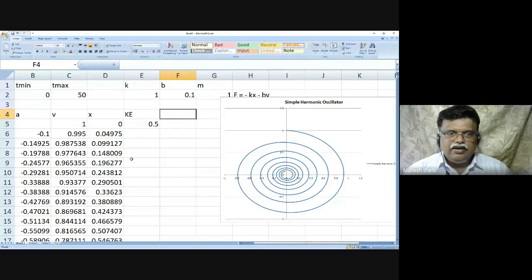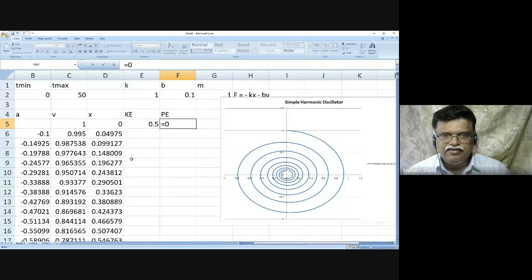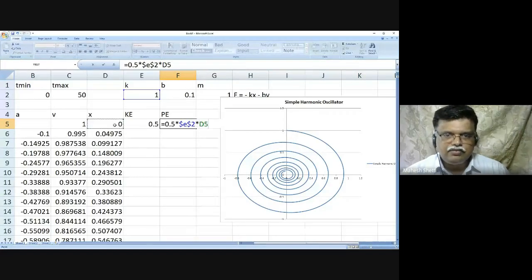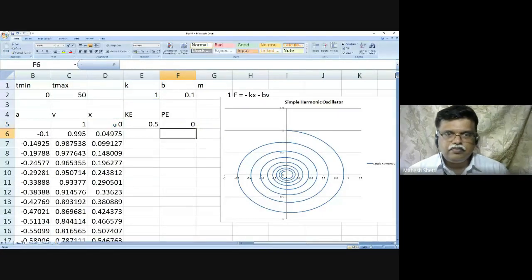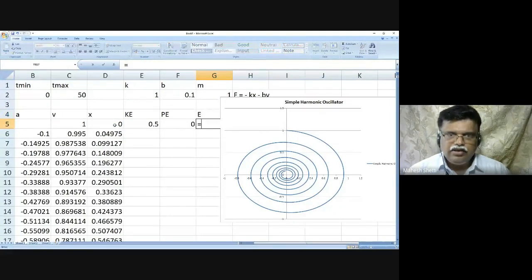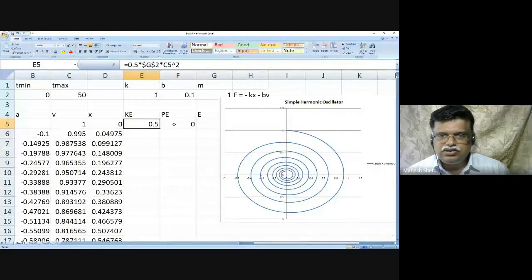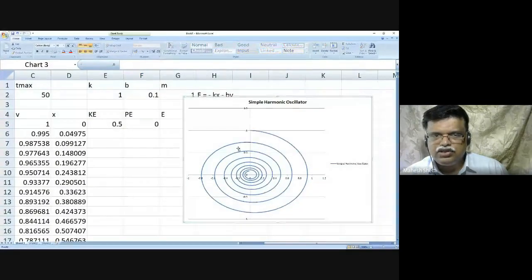And I can write the potential energy as half kx squared. So I can write this as 0.5 into k, which is 2, into x squared. And then you can write total energy as E, which is the sum of these two. This is a useful exercise because, let me push the chart aside.